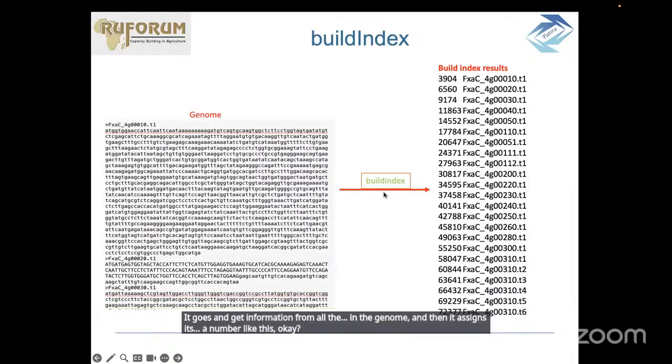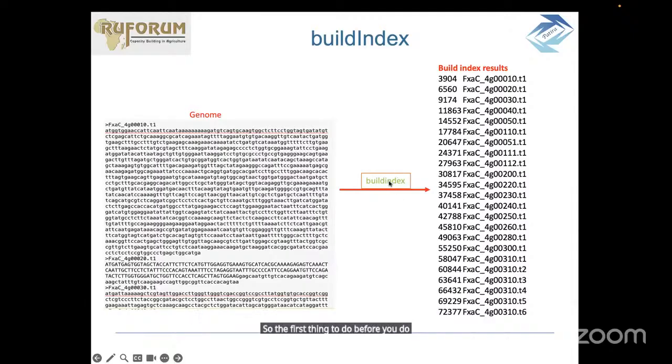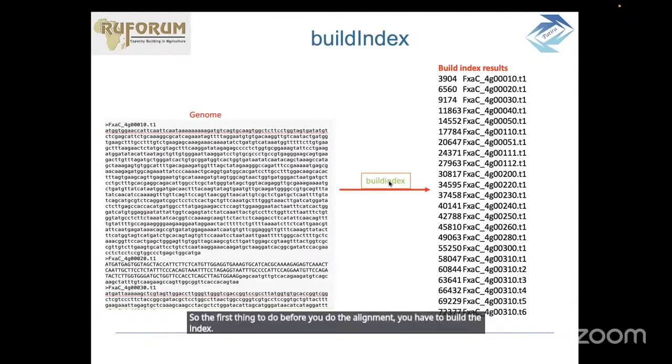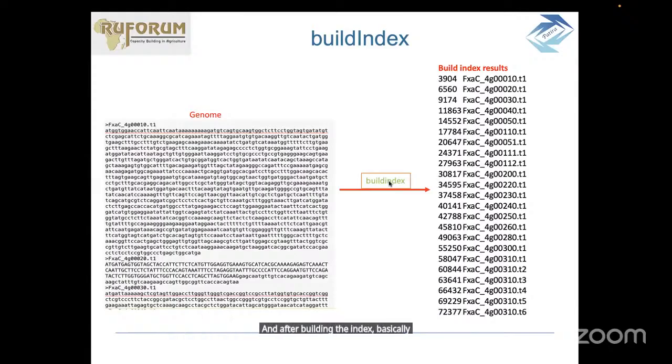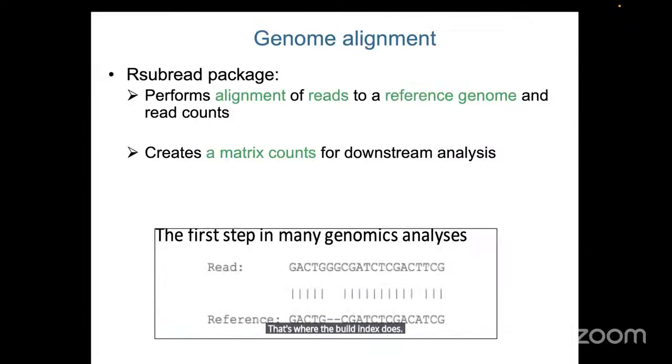So the first thing to do before you do the alignment, you have to build the index. And after building the index, basically you have to know where, if a gene aligns here, where is it coming from? Basically, you are trying to identify where they're coming from. That's what the build index does. And then next, you perform the alignment. We already saw how to do the alignment a few days ago.